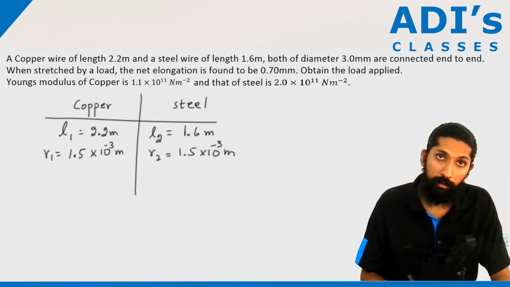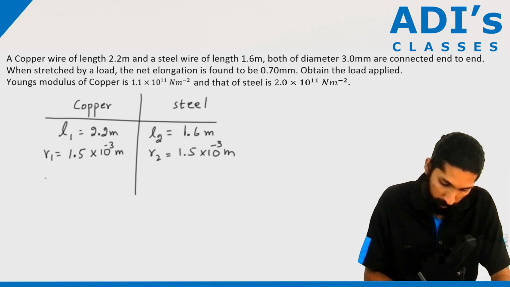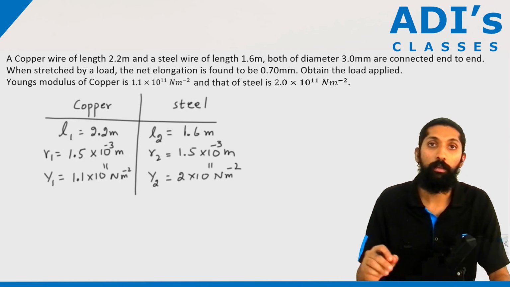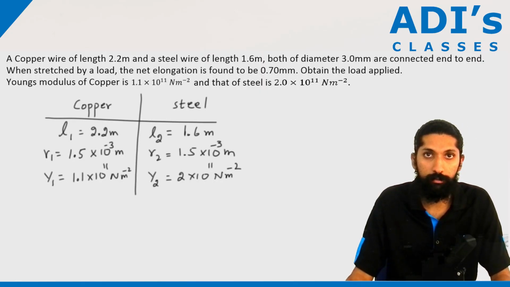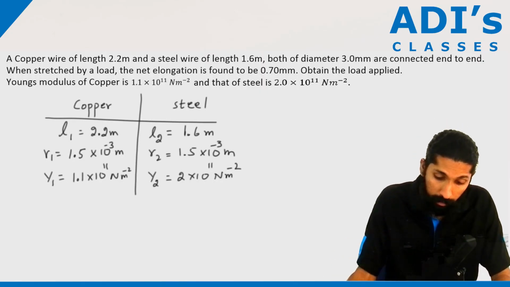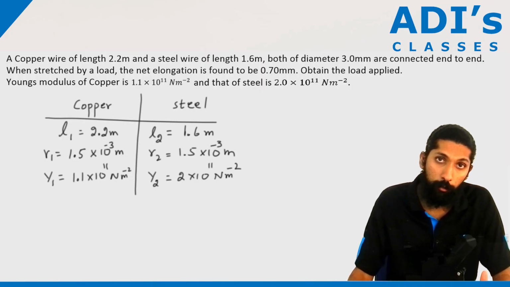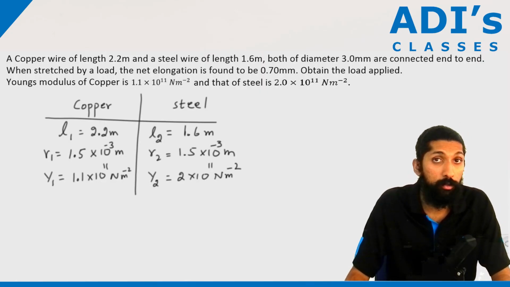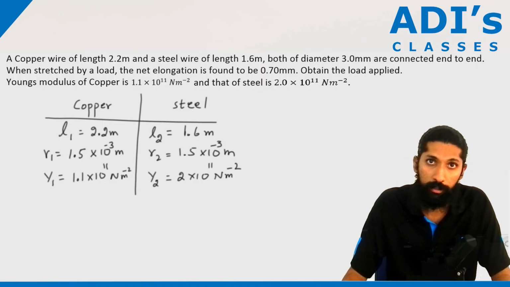The third parameter they have given is the Young's modulus, correct? So Y1 is equal to 1.1 into 10 to the power of 11 Newton per meter square. Y2 is equal to 2 into 10 to the power of 11 Newton per meter square. These are the given information. Now let's try to calculate what we have to figure out. See, obtain the load applied. Now, load applied is basically the force, correct? Here, you cannot directly calculate the force. We have to come up with a certain formula to figure it out.